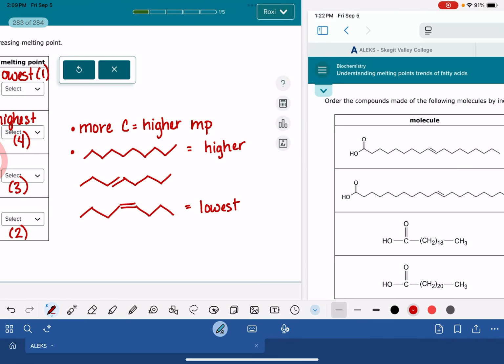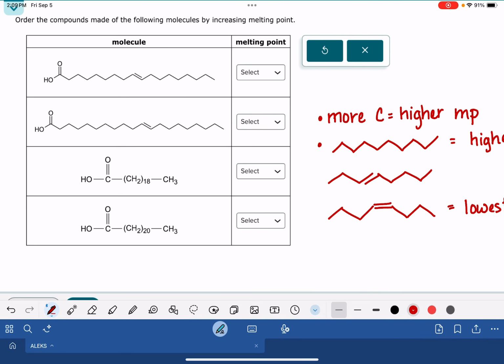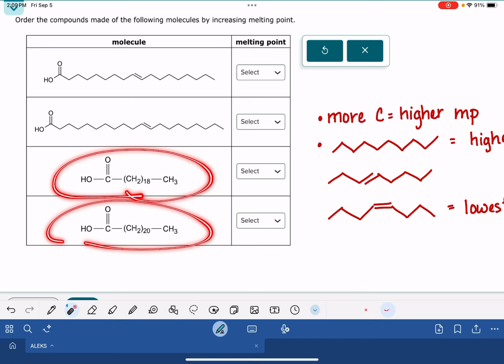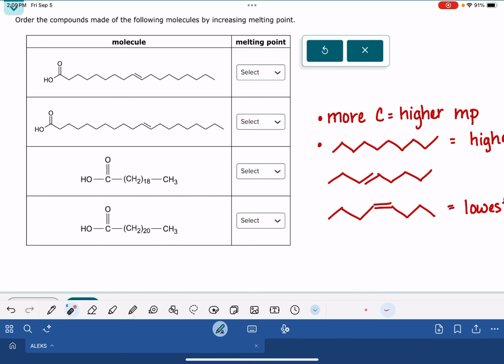Let's look at one more example just so you get plenty of practice. Here is one where we're mixing line notation with condensed notation. These two are saturated, no double bonds, so these two molecules right here will have the highest melting points. And these two with their double bonds will have the next highest. Let's count up our carbons. Down here we have 22 carbons and 20 carbons. 2, 4, 6, 8, 10, 12, 14, 16, 18, 20 carbons. And our first molecule, 2, 4, 6, 8, 10, 12, 14, 16, 18 carbons.